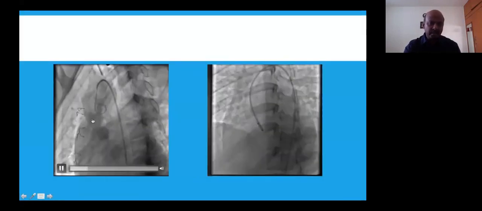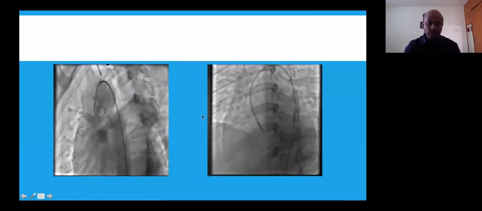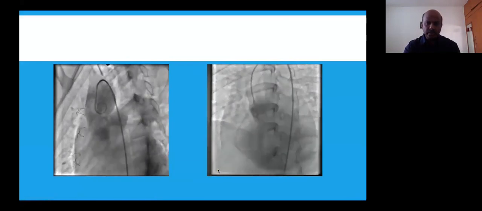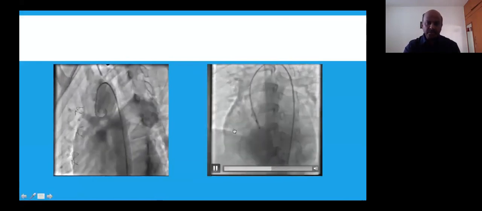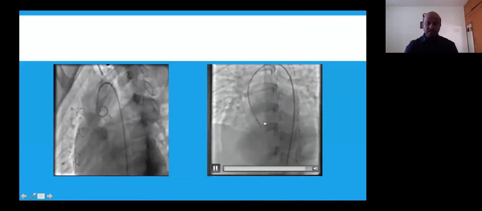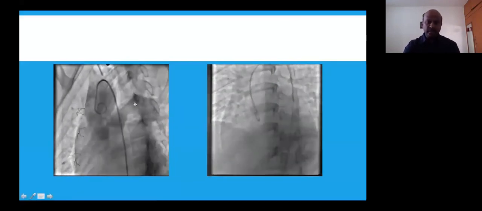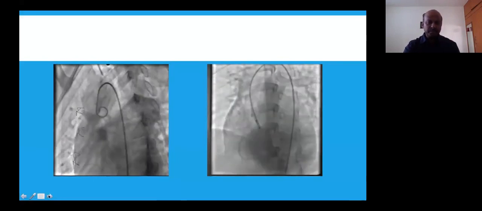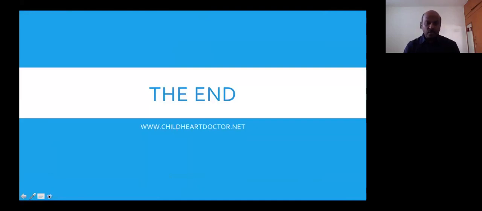This is an example of an aortopulmonary window, a residual aortopulmonary window, which then was closed with the device. This is a ruptured sinus of Valsalva. Again, can have a sudden onset with symptoms of continuous shunt and large left to right shunt. So that ends my talk on patent ductus arteriosus diagnosis and management.